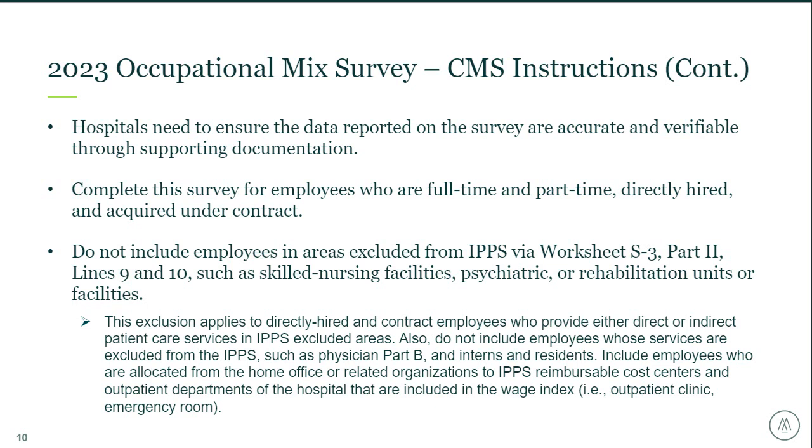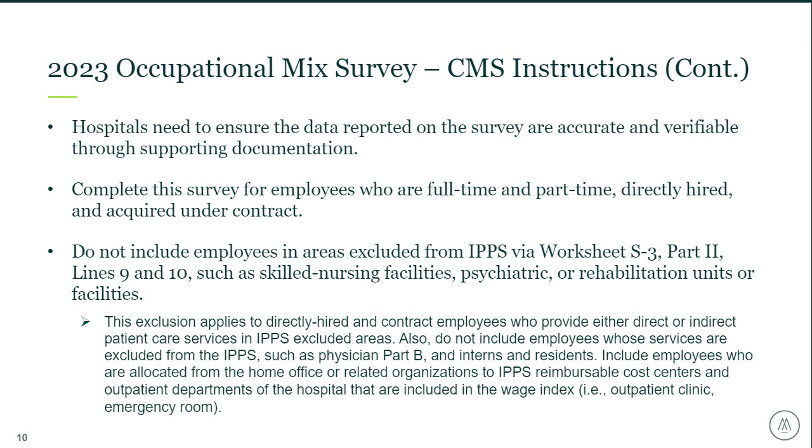The survey data must include all employees that are full-time, part-time, directly hired, or under contract. The contract labor data also follows the wage index instructions, where the contract labor cannot include equipment, supplies, or travel expenses. The survey does not include employees in the excluded areas of the IPPS via worksheet S3 Part 2, lines 9 and 10, for example, the SNF, the psych, or rehab units. The survey will also exclude data for employees whose services are excluded from the IPPS, such as physician Part B and interns and residents.